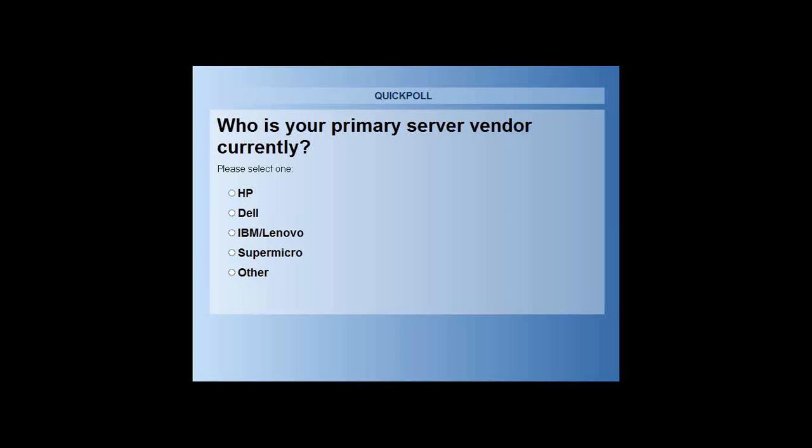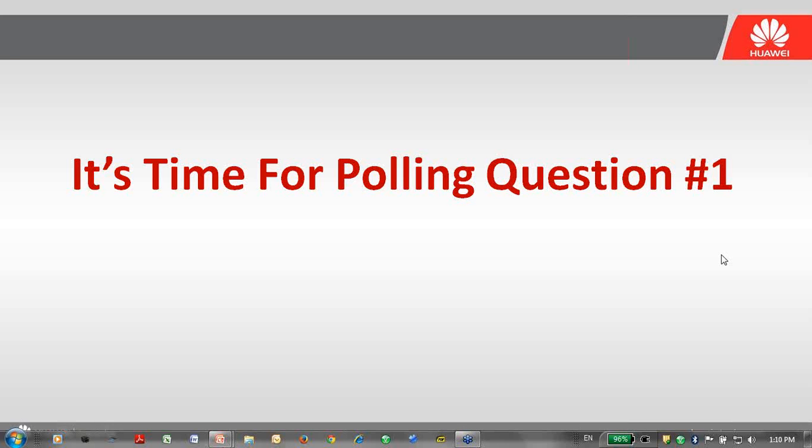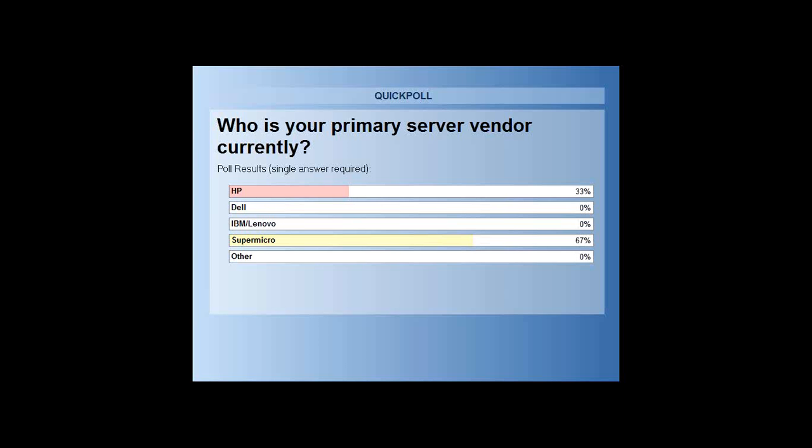All right, let's go ahead and close out the poll, and then we can share the results. You can see that about 2/3 are using Supermicro, about 1/3 using HP, give or take. Surprising that Dell didn't show up on the list, but I guess that's just the way it goes sometimes, huh, Bruce? So back over to you.